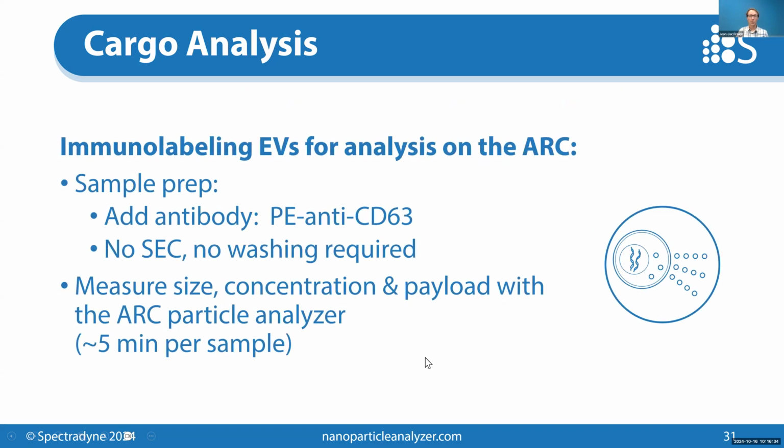Okay. So just a quick description of the workflow. The immunolabeling for EVs for analysis on the ARC is very straightforward. All we do is add the antibody, and in this case, we're using Alexa 647 conjugated CD63. There's no cleanup required, no wash steps, and you don't have to dilute out the background fluorescence. We're a lot less sensitive to background fluorescence than conventional flow cytometers. And then we measure the sample on the ARC in about 5 minutes.